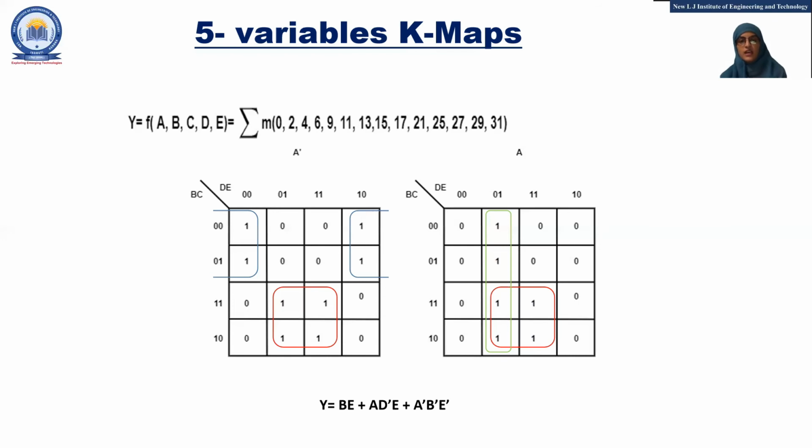Here, A and A bar are two different K-maps, so we will not consider A. We have to write the answer from B, C, D, E. The answer of these both K-maps will be the same. So here B is the same and E is the same. So the answer will be B, E.